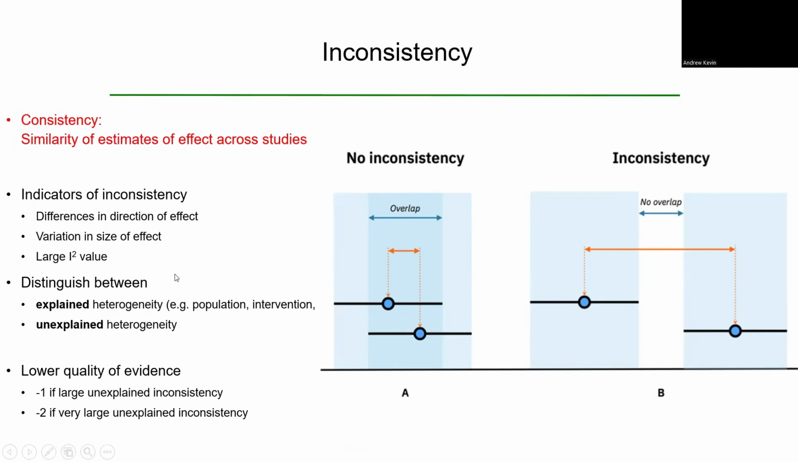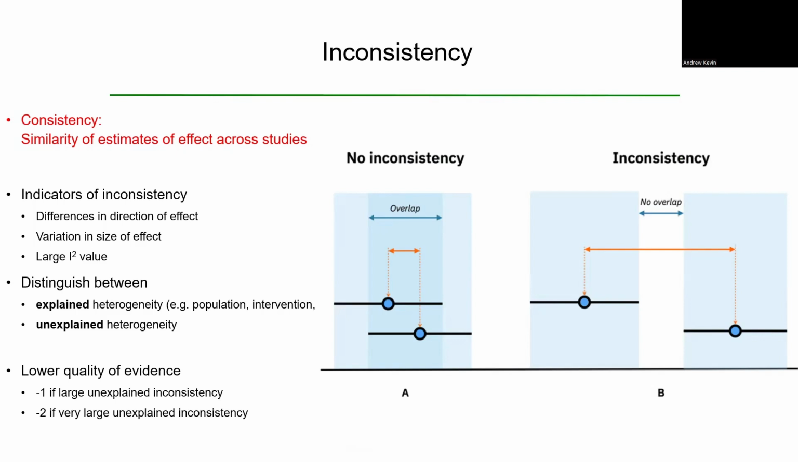We have to specifically distinguish between explained heterogeneity. For instance, if one study has looked at only a young population, and the other study has looked at an older population, then we would naturally expect some differences in the outcome. That is explained heterogeneity. But if 2 studies have looked at identical populations, identical interventions, yet there is heterogeneity in their results, that would downgrade the quality of evidence of the study.